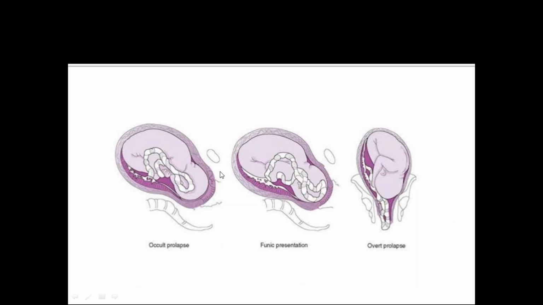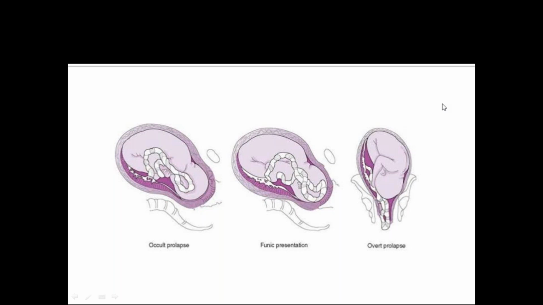See, here is the fetus. It is present by the side of the presenting part. This cord is there. This is the umbilicus. This is the placenta. This is the cord. This cord has come below, by the side of the presenting part. Here it has come below the presenting part. This is completely down. This is occult prolapse. This is the cord presentation, and this is cord prolapse, complete cord prolapse. In occult presentation, the head and umbilical cord will be present simultaneously, side by side.